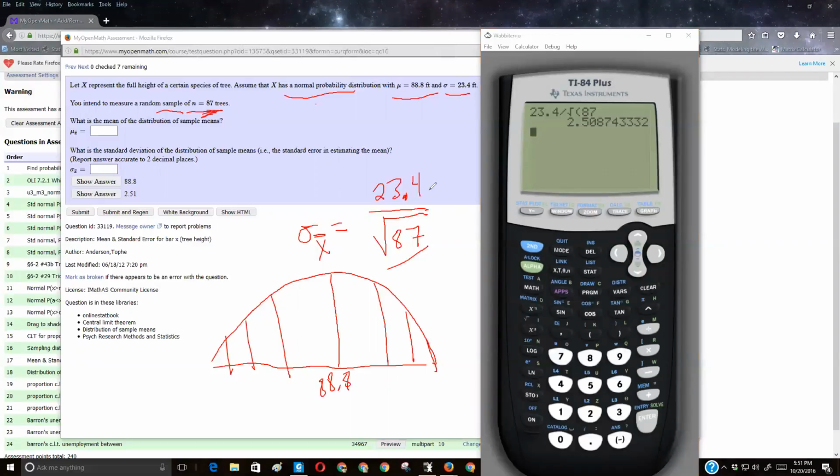So if we take the parent population standard deviation divided by the square root of 87, we'll get a smaller standard deviation, less variation in the results of the sample means. And that's what they're doing here for the answers. So I hope that helps you do it.